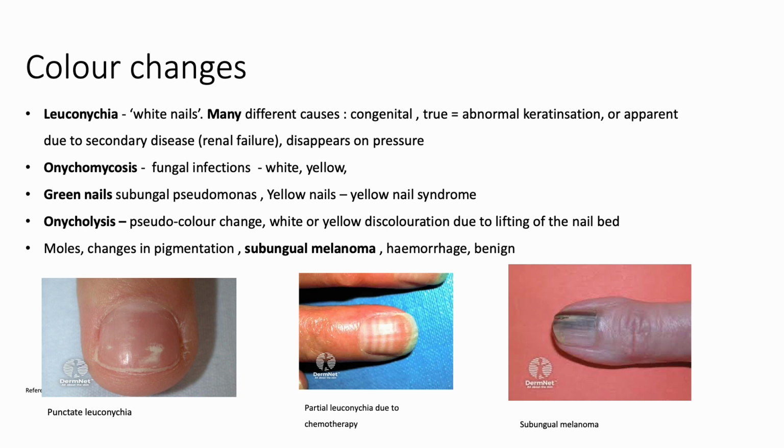Pigmentation changes should also be identified and examined promptly for any sign of changes suggestive of malignancy or any suspicious features, which we will discuss later in the talk. Changes in pigmentation can represent malignancy, benign lesions, and also subungual hemorrhage.